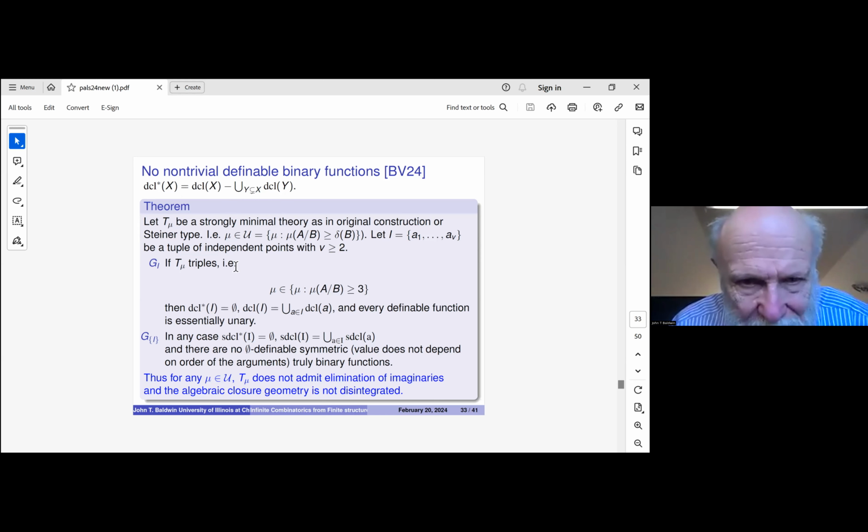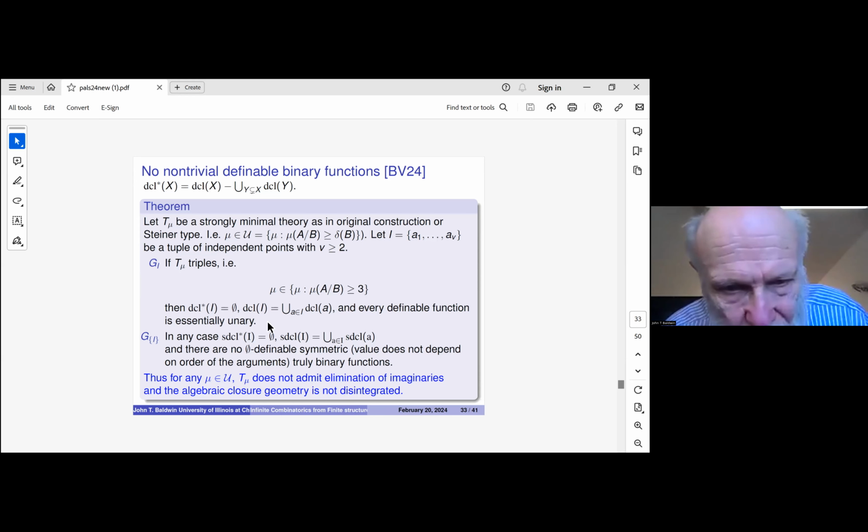And now, if we have a certain technical condition, that mu has the property that mu of A over B is always greater than or equal to 3, so you never get less than 3 copies of any zero primitive extension, then the DCL star of this I is empty. And so every definable function is essentially unary. That is, there's no function that can really depend on two variables.